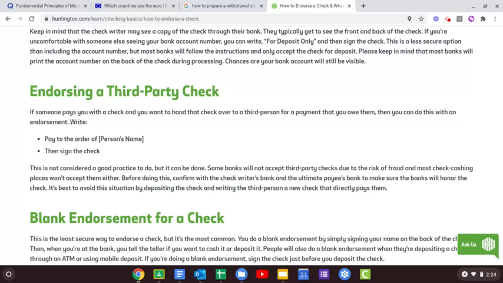Got to be careful. Before doing this, confirm with the check writer's bank and the ultimate payee's bank to make sure that the banks will honor the check. You could get a situation where the bank will not honor it. It's best to avoid this situation by depositing the check and writing the third person a new check that directly pays them. Agreed.